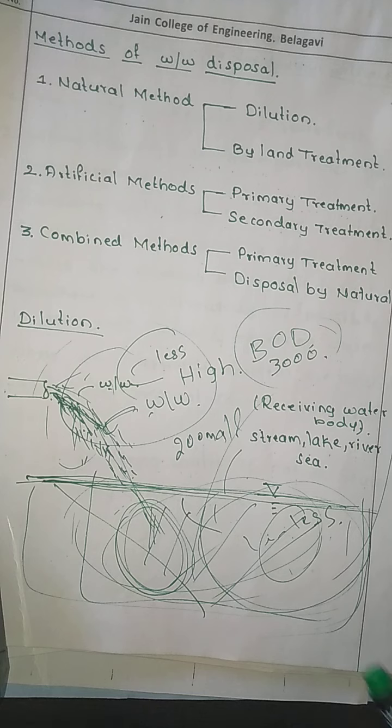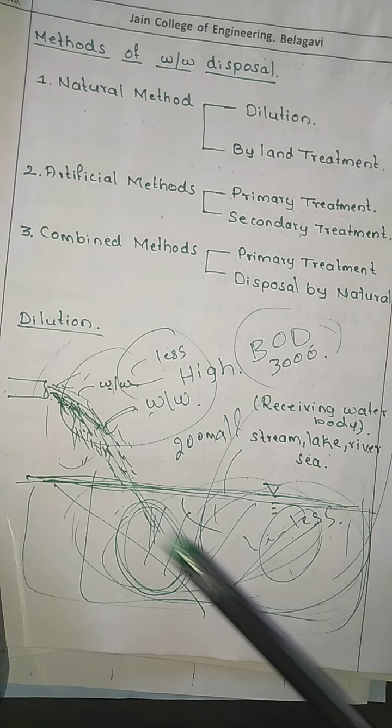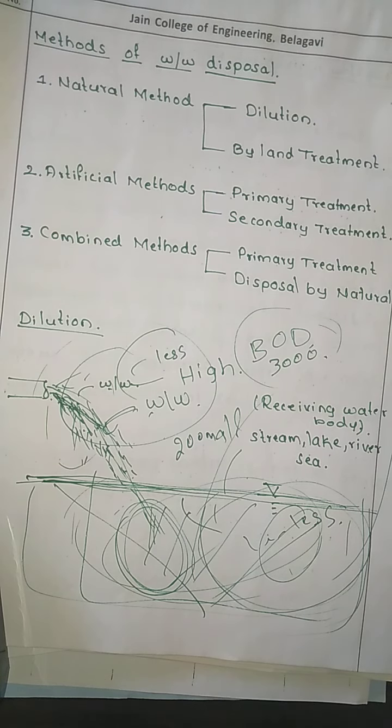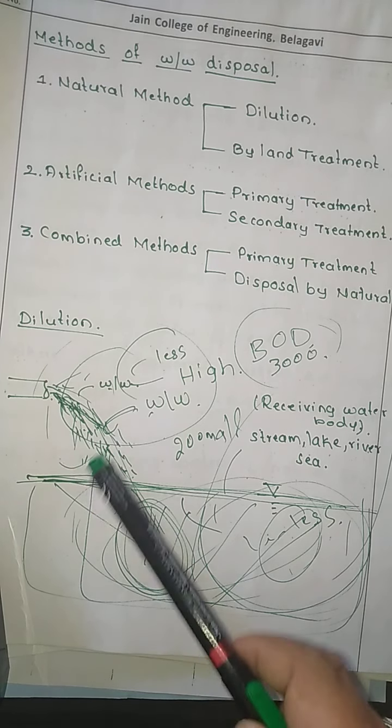Now, where the wastewater discharge is detrimental to the aquatic life, we should give the treatment. Then, where the wastewater contains high industrial waste containing toxic substances, like heavy metals like lead, chromium, iron, at that time we should give the treatment to it.